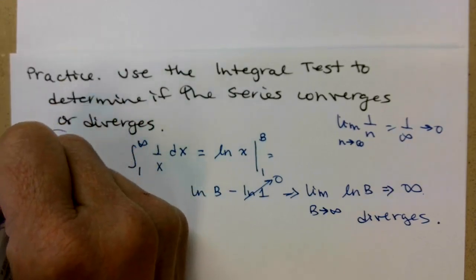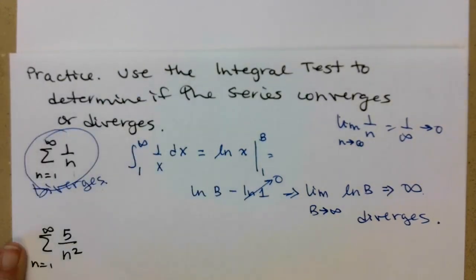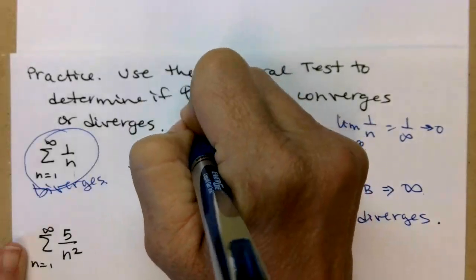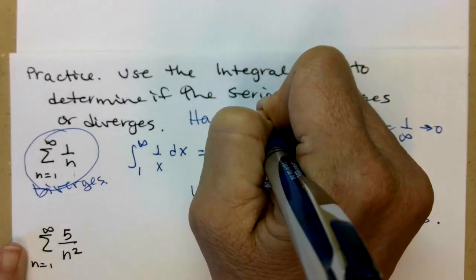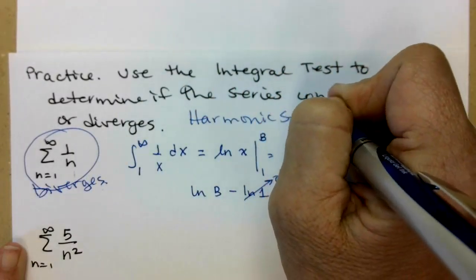This summation of 1 over n is called the harmonic series. It's very common. It's a special one.